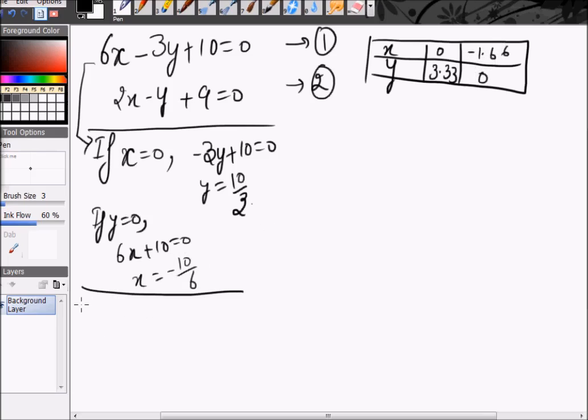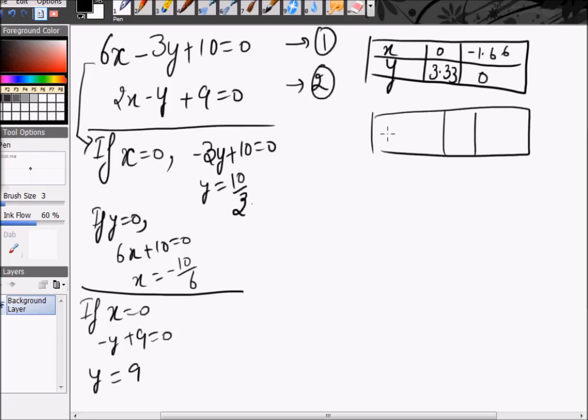For the second equation, if x equal to 0, we have minus y plus 9 equal to 0, or y equal to 9. Whereas if y equal to 0, we have 2x plus 9 equal to 0, that is x equal to minus 4.5.